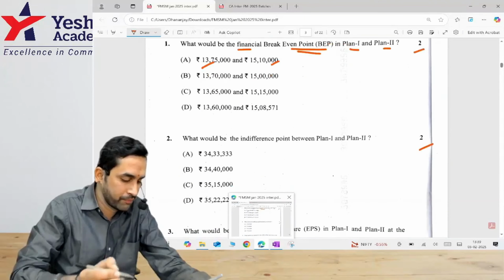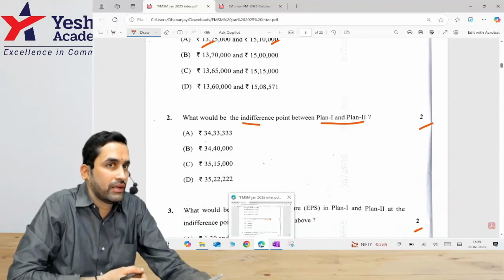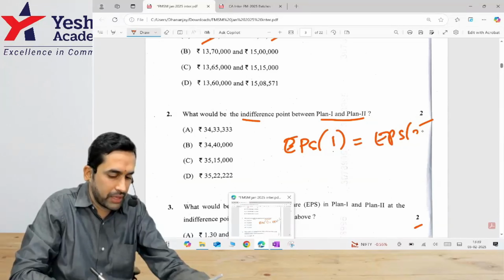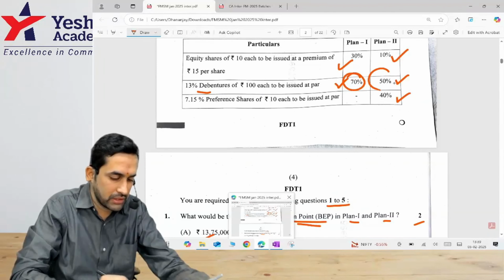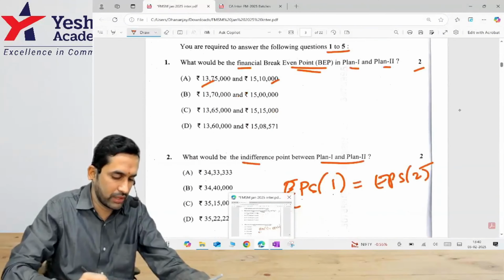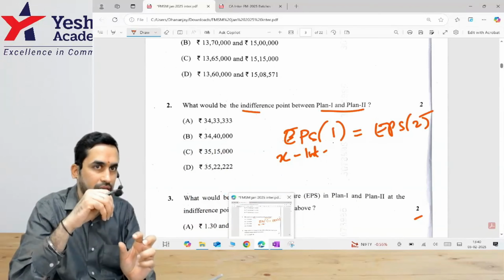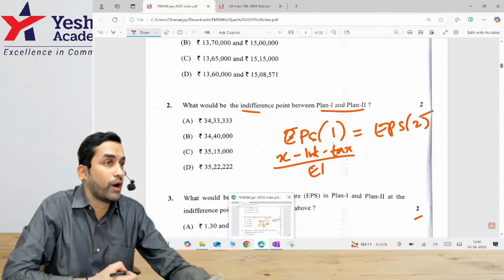Both they have asked. Second, what would be the indifference point? If you remember, the indifference point is a level at which EPS in the first option is equal to EPS in another option. So you have to start something like this: EPS in plan 1 should be equal to EPS in plan 2. Let EBIT be X minus interest. Both schemes have some interest to be paid, and the tax rate was given as 30%. So X minus whatever interest you get, 100 lakh into amount of debt into rate of interest. From that, take out tax, divided by the number of equity shares in option 1.